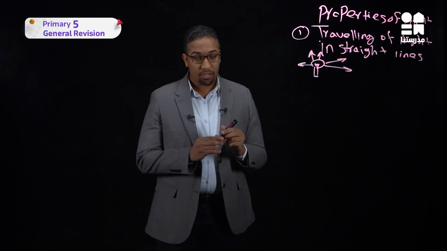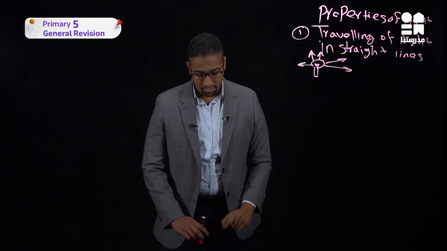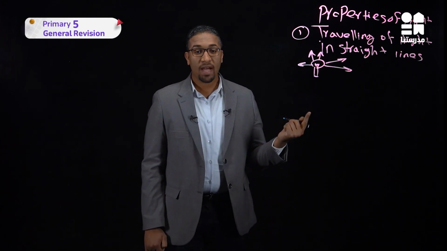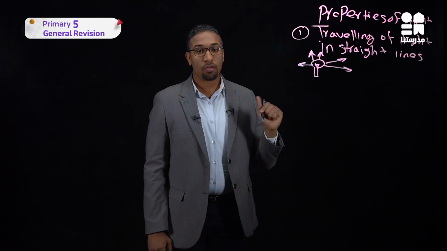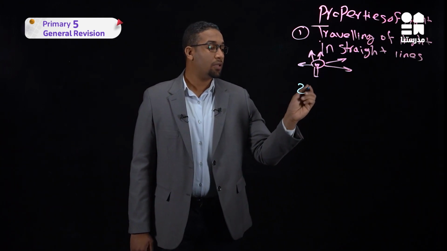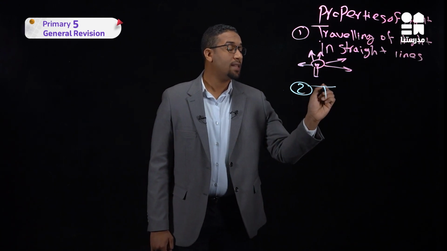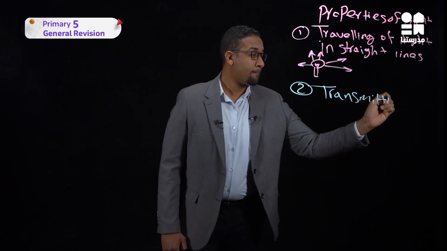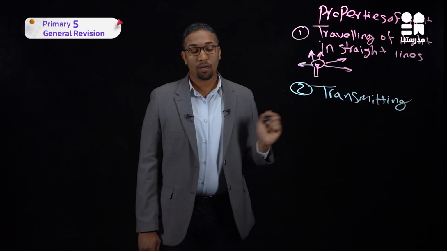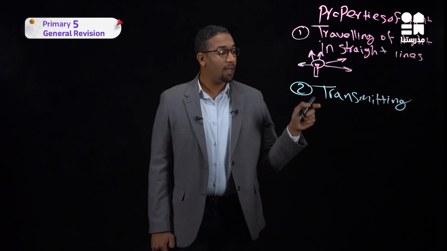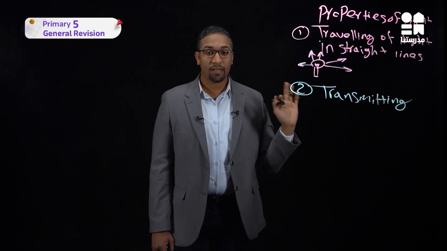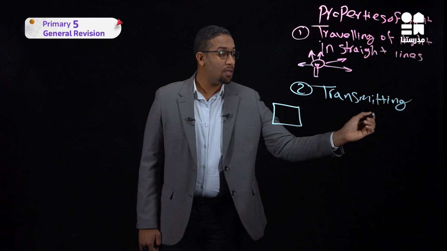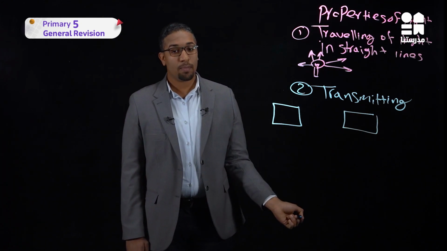Many phenomena occur due to traveling of light in a straight line. Do you remember any of them? Yes. Formation of shadow, formation of images through narrow holes. Property number 2, transmitting of light. So transmitting of light, the material will be divided into 3 parts. Number 1, transparent material. Number 2, semi-transparent material.